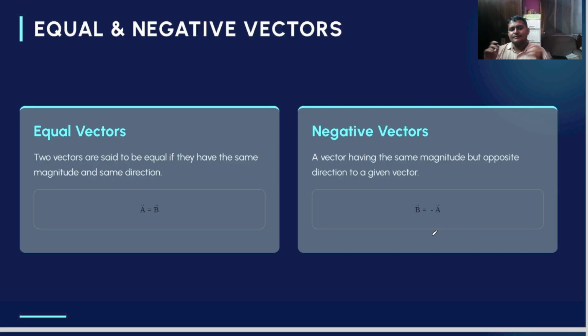Now coming to the negative vector. Suppose we are taking velocity as a reference. The velocity of my friend and the velocity of myself. Suppose my friend has a velocity of 5 meters per second. I too have a velocity of 5 meters per second. But I am traveling toward the east and my friend is traveling toward the west. So here the magnitudes are the same, but the directions of the given vectors are opposite. So this is called a negative vector. A vector having the same magnitude but in the opposite direction is called a negative vector. It is represented as B vector equals minus A vector, and equal vectors are represented as A vector equals B vector.